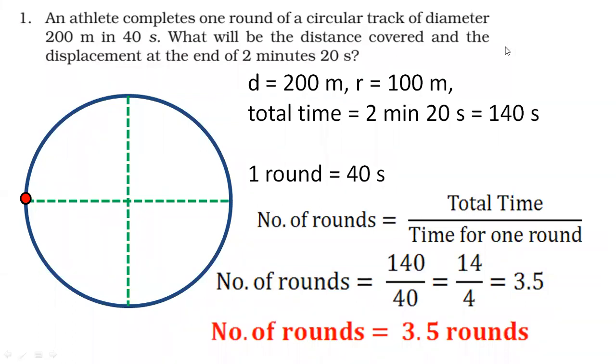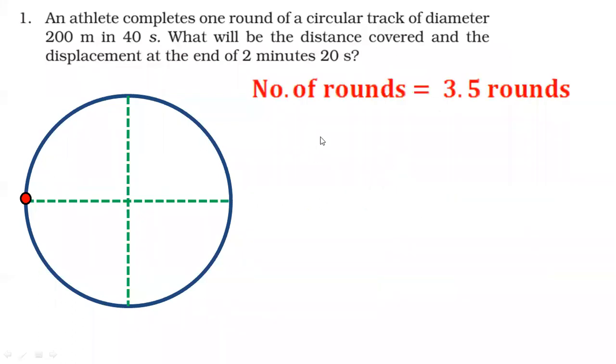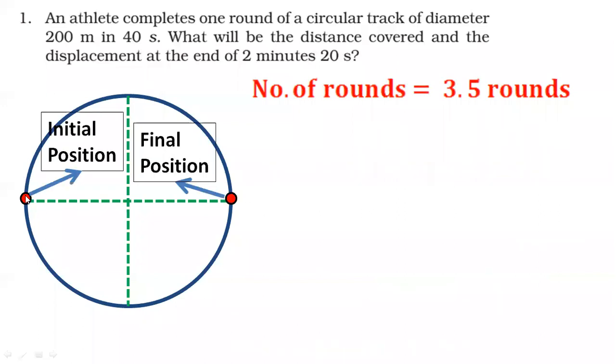So let us see how we can solve this. The number of rounds this person has completed is 3.5: 1, 2, 3, and then half. So the initial position would be this, and the final position is this. How come this is the final position? Because 3 rounds would be completed at this position, and for that 0.5, it will again move to the other, opposite side. Now let us solve for distance.